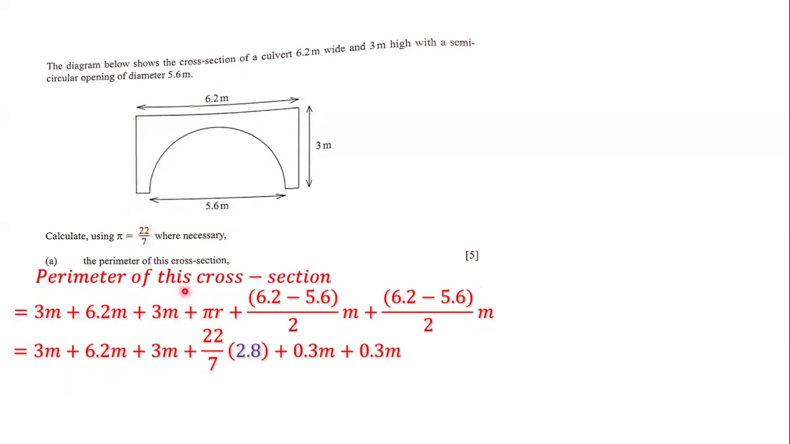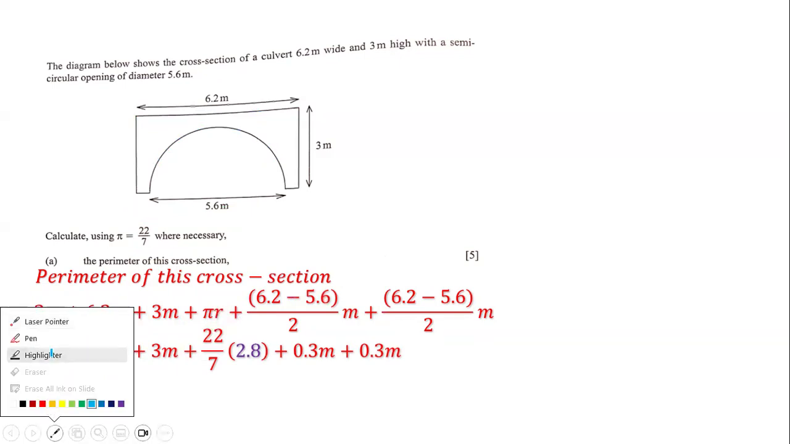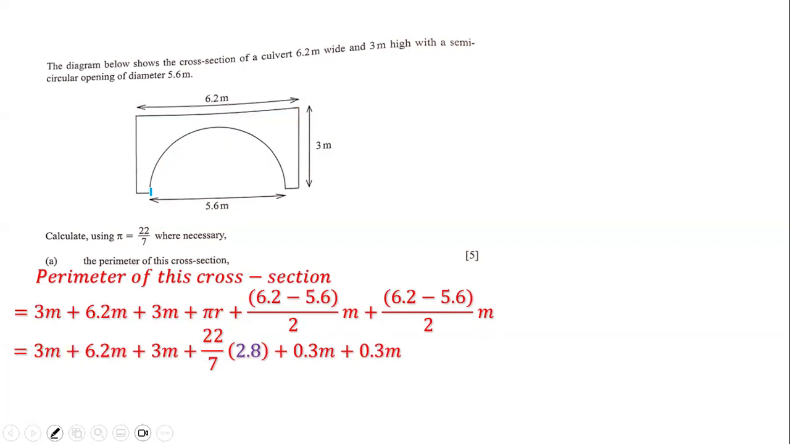That's what pi is. What is r though? Well, r is the radius, right? R is the radius of this semicircle. We know that the diameter of this semicircle is 5.6.